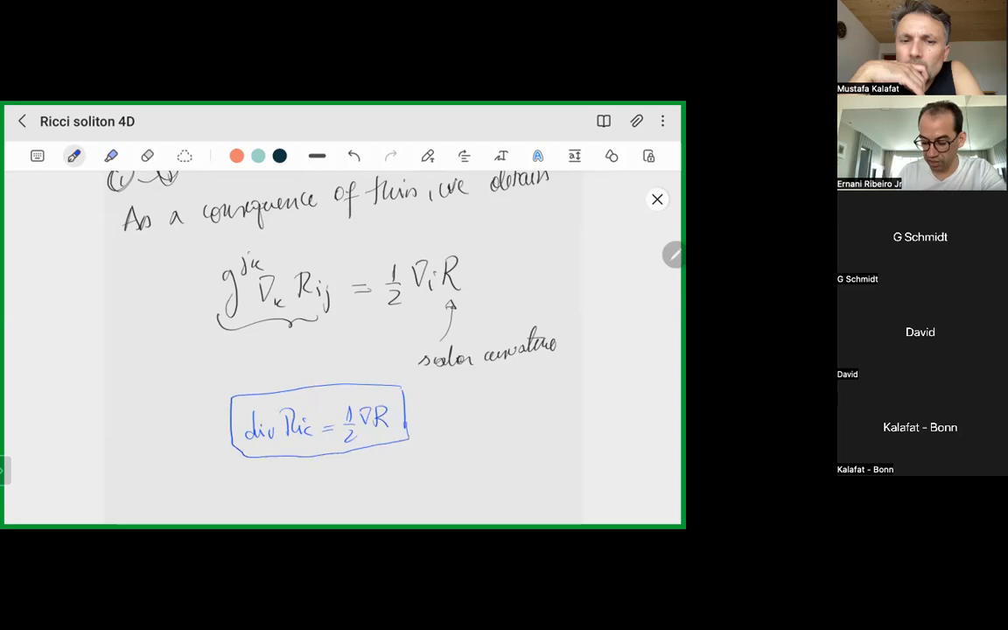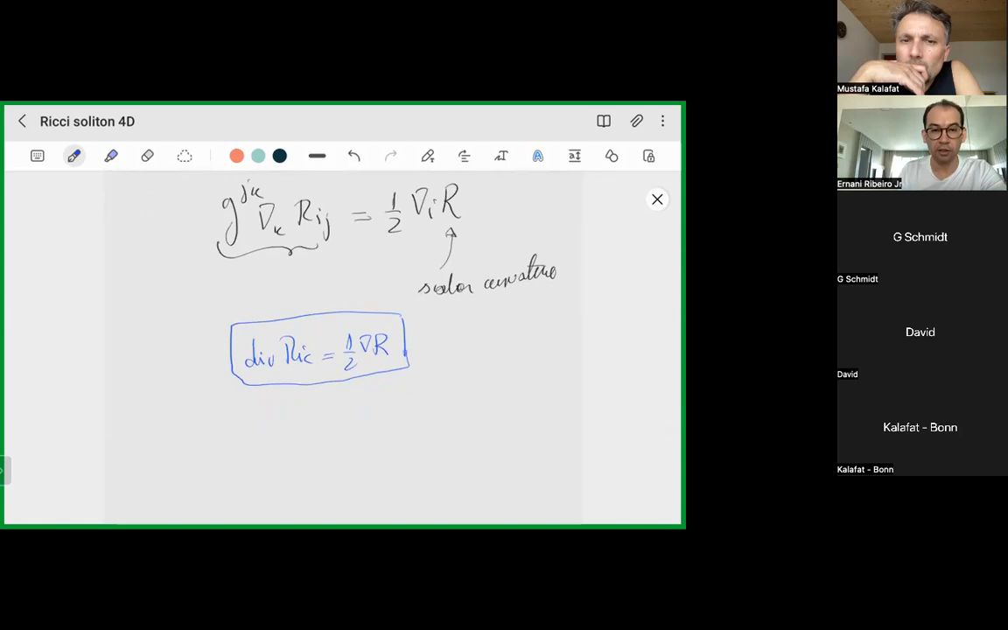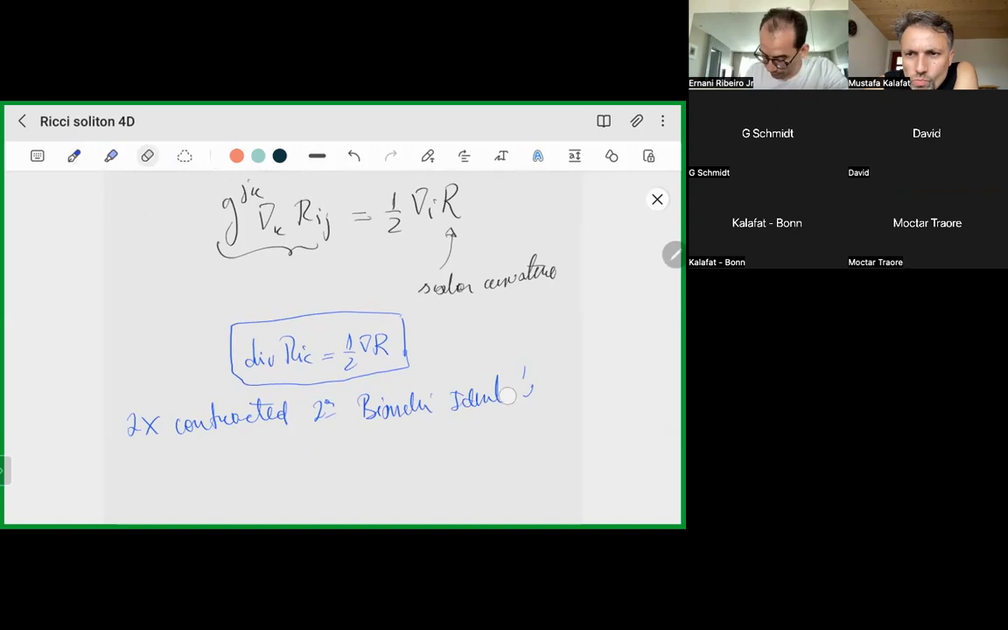This is known in the literature as the twice contracted second Bianchi identity. Okay, it's a very long name, twice contracted second Bianchi identity. It's very interesting, this formula. It's very useful. I will use it sometimes.